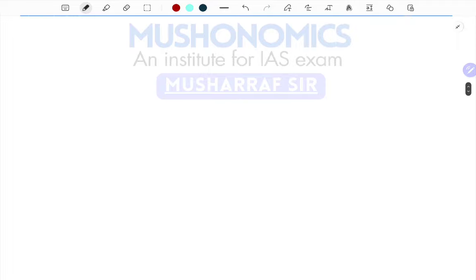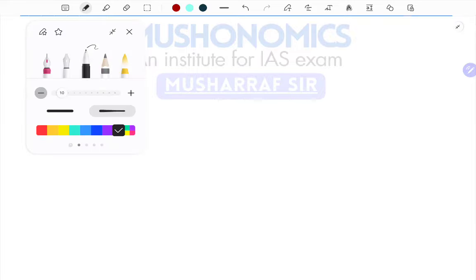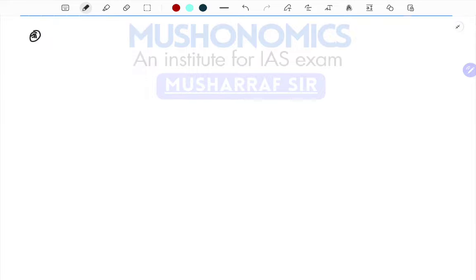So in the last class we have discussed a few concepts about national income. Now we can start our discussion with sectors of an economy. How many sectors are present basically? So let's see that.